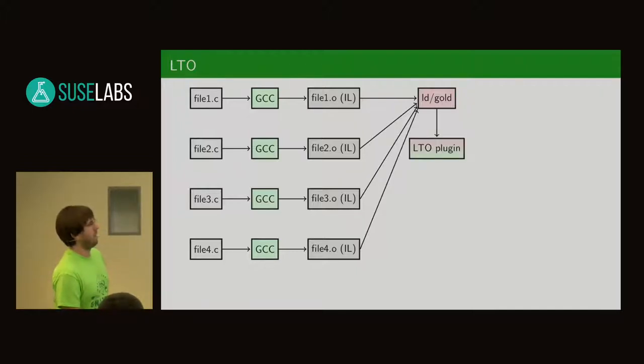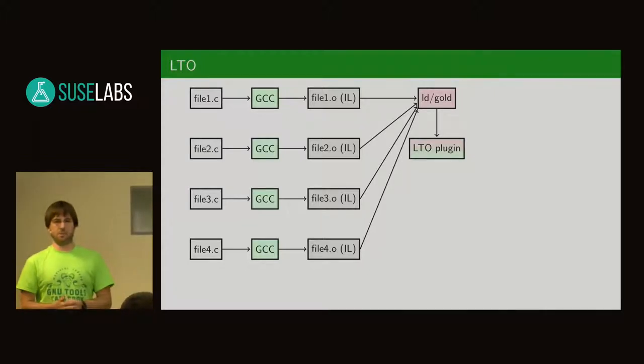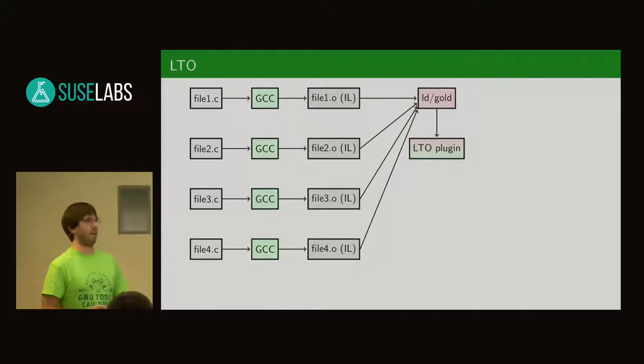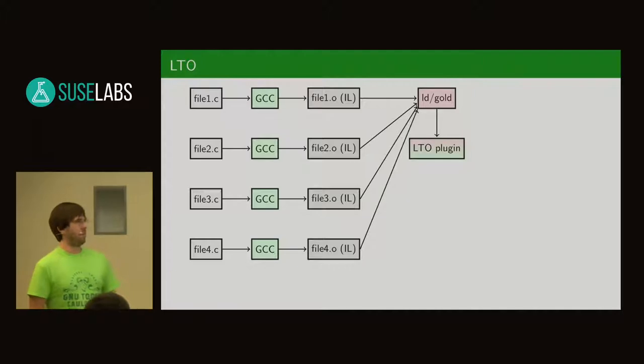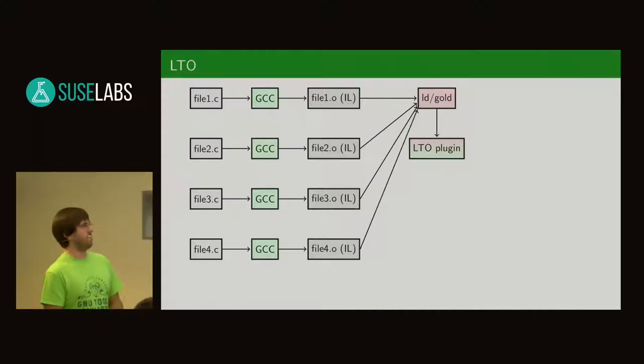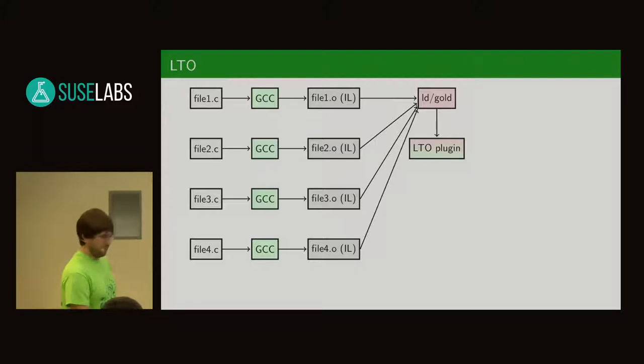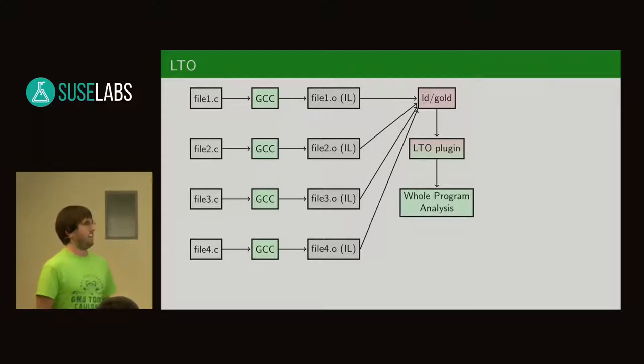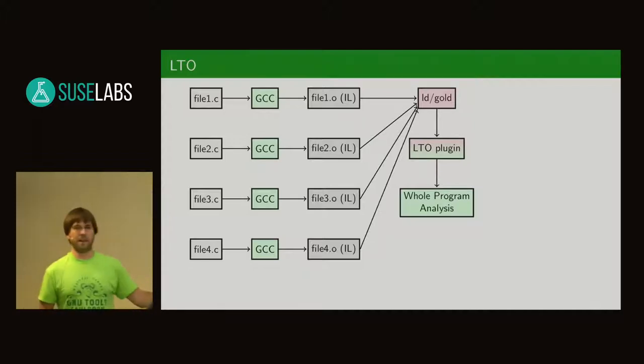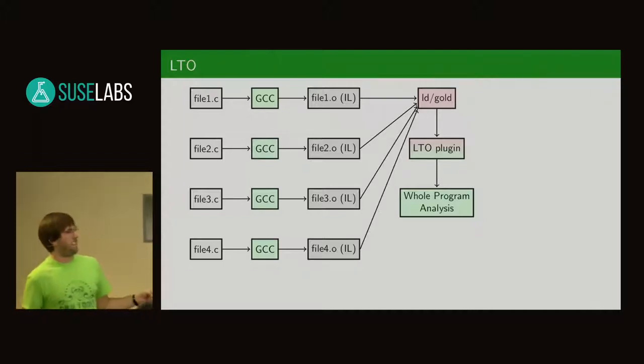And the linker realizes, wait a minute, this is not finished, I need to do something about it, and it invokes an LTO plugin, which is a dynamically loaded shared object, but its source resides within the GCC project. The LTO plugin then invokes another executable that does the serial whole program analysis phase, and this is the only serial phase there is when it comes to the link time optimization paradigm.